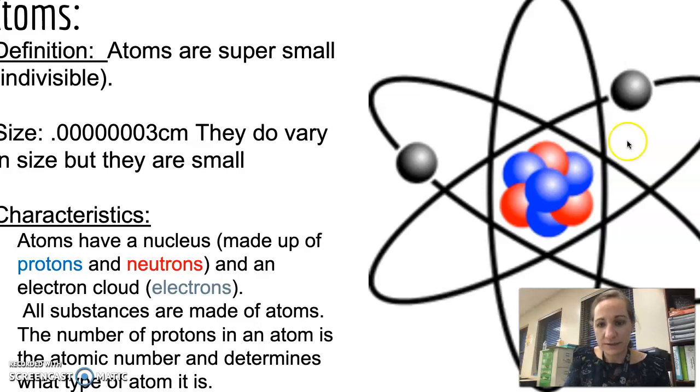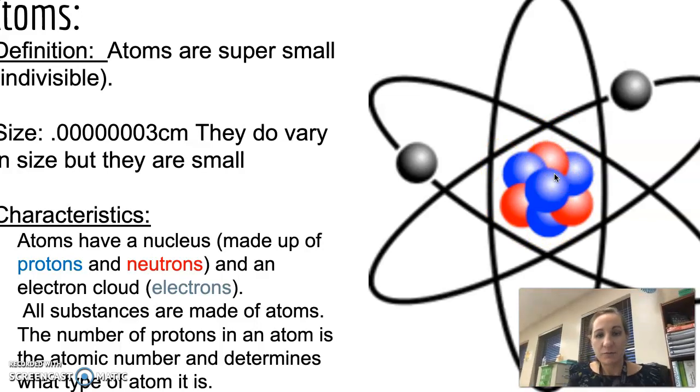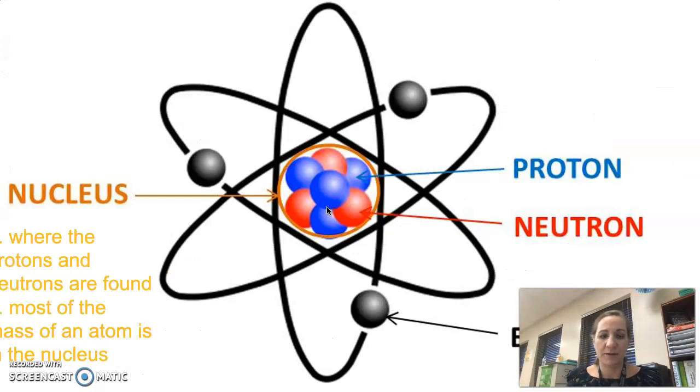Atoms have a nucleus. Right here in the middle is our nucleus. The nucleus is made up of protons and neutrons, and then we have what we call an electron cloud. Electrons are constantly moving. That's why they call it a cloud. Electrons are always moving in an atom. Everything is made up of atoms, with different combinations of atoms and different types of atoms. The number of protons an atom has determines which type of atom it is.